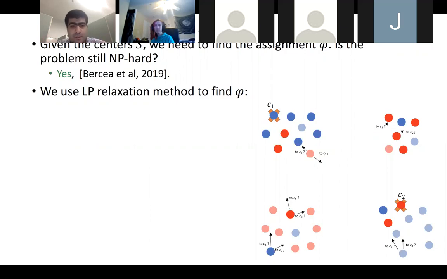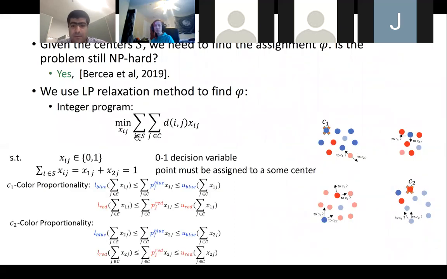So it's a good question to ask if the problem is actually still NP-hard now that the centers are known. And it turns out that the problem is still NP-hard. The way we solve the problem is to use an LP relaxation method. This is first of all our integer program. We have the variable x_ij, which is a 0-1 decision variable. x_ij is equal to 1 if point j is assigned to cluster i, and it's 0 if point j is not assigned to cluster i.